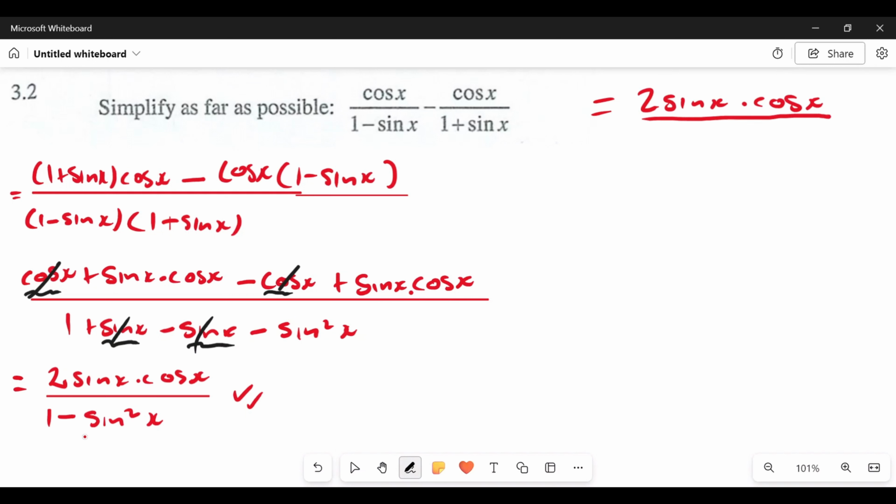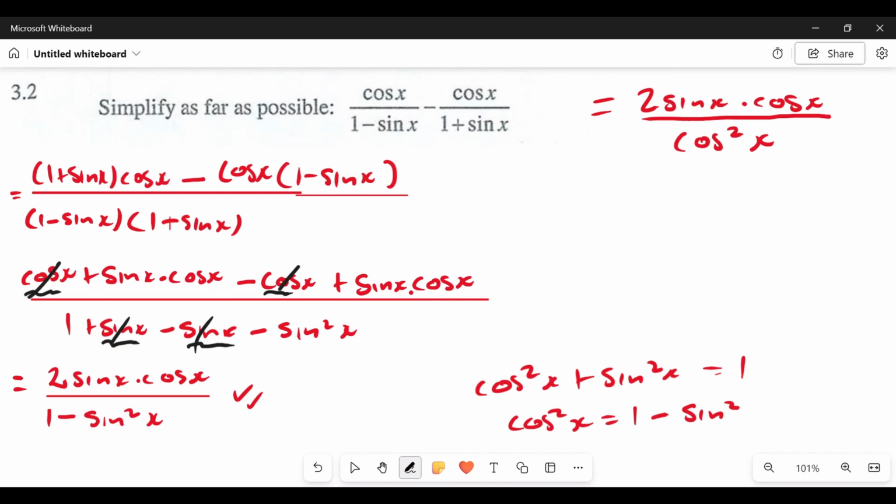This here, guys, is the same as cos squared x. Remember, this is derived from cos squared x plus sine squared x equaling 1. When you make cos squared x the subject of the formula, you'll be left with 1 minus sine squared x, which is the same as this. So instead of writing this, we can substitute with cos squared x.